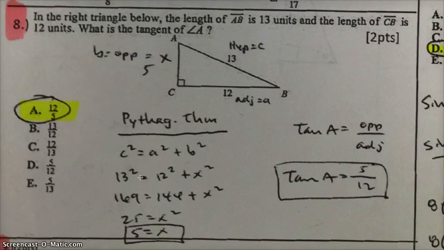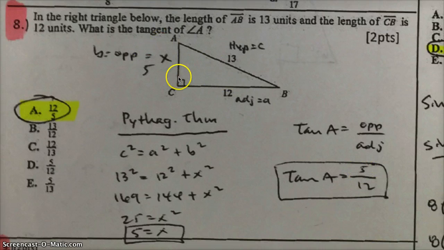Question number 8, in the right triangle below, the length of AB is 13, which is listed, and the length of CB is 12. What is the tangent of angle A? Well, if you go here to angle A, you need the opposite over the adjacent. Oh, that's wrong. So tangent of A, this over here would be opposite, and this would be the adjacent. Your answer would be 12 over 5. So A is correct. This one's wrong.